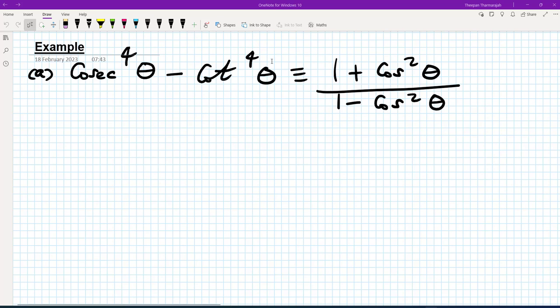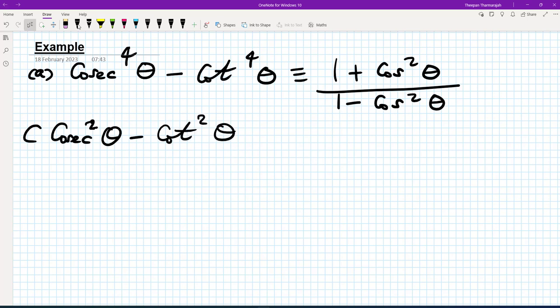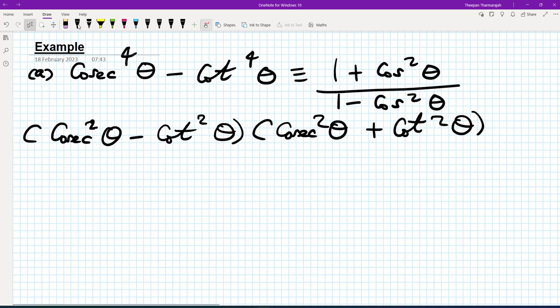In this example, we've got cosec to the power 4 theta minus cot to the power 4 theta. So that's going to be cosec squared theta minus cot squared theta times cosec squared theta plus cot squared theta. So we can use an identity that cosec squared theta is 1 plus cot squared theta.